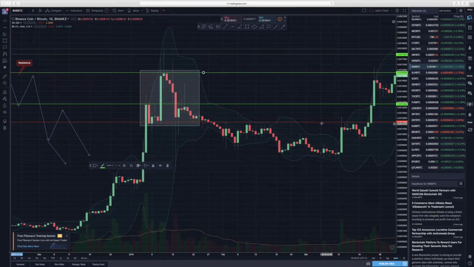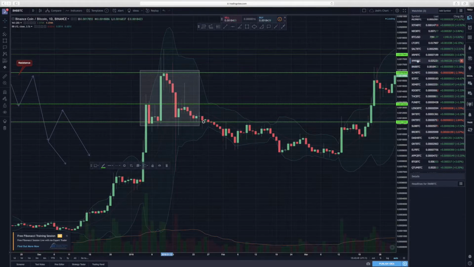And you see it did it again here. We can change it green so that the terminology doesn't confuse you. So once it breaks through, now it's a resistance, comes and meets it a couple times, and so forth. Let's look at another one.